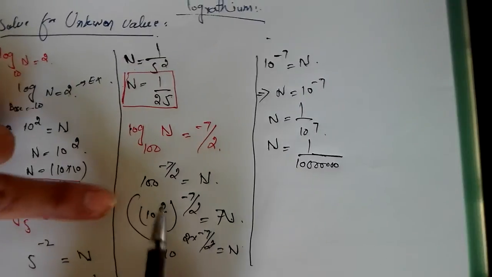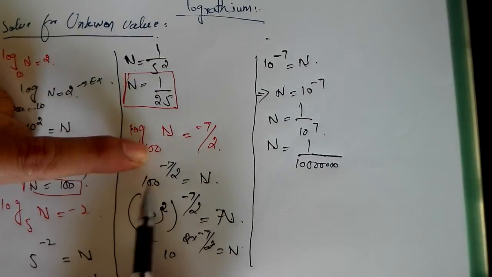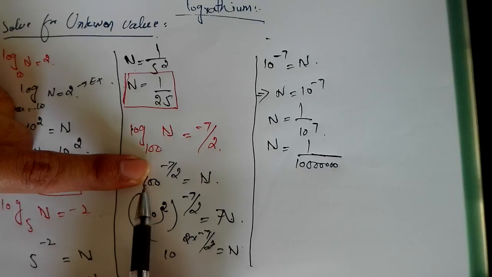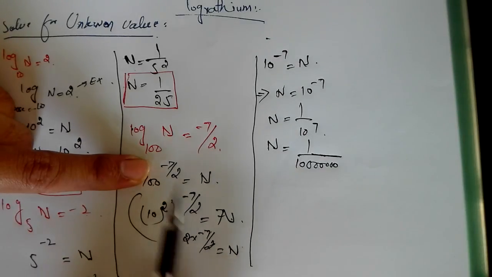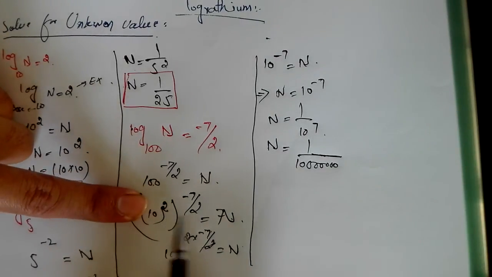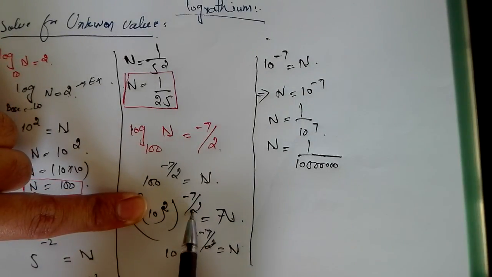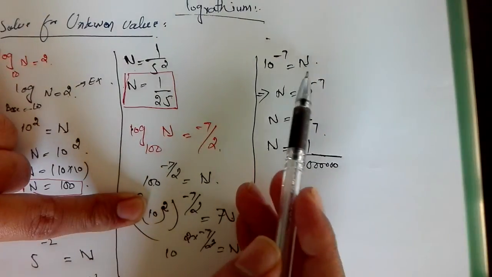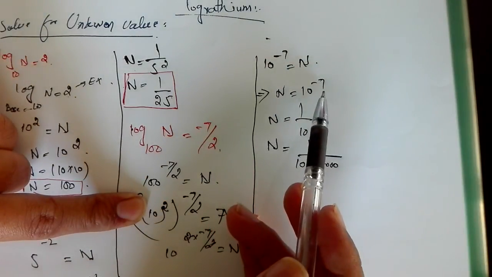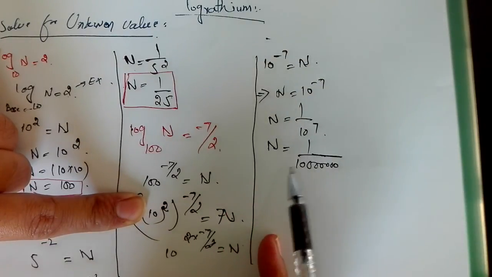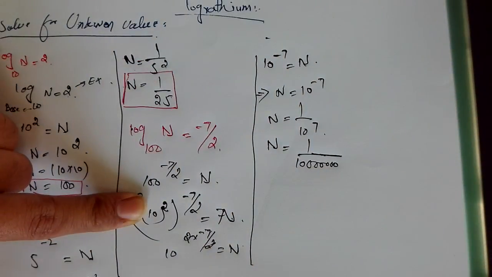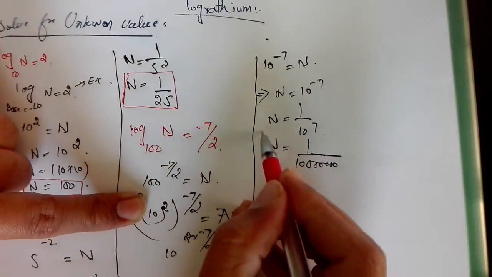See what we did over here. This power is minus 7 by 2. We know that 100 is equal to 10 power 2. In the previous video, I told you that this power multiplies with the outside power. So this power will multiply with this one, the 2s cancel, and it remains 10 power minus 7 is equal to n. To make the minus power into plus, we took it into the denominator, so this will be equal to 1 over 10 power 7 as the answer.